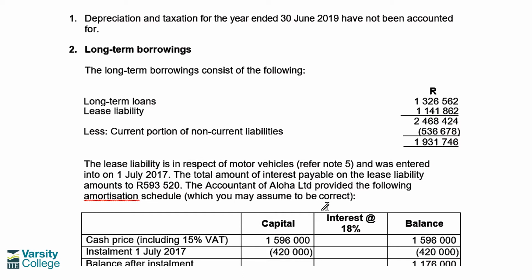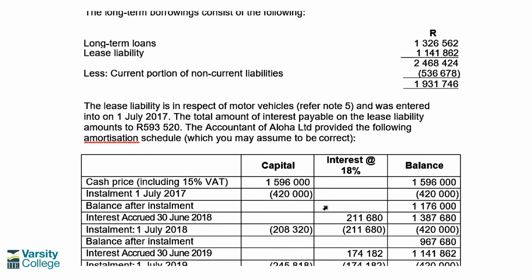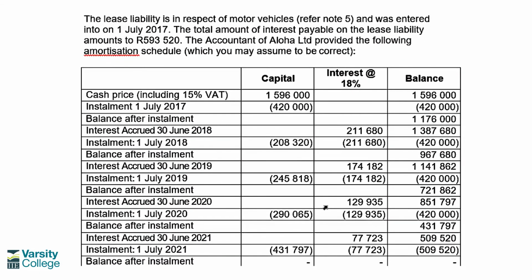Okay, the lease accounting requirements are different to the tax requirements, and then there is all the disclosure. So let's have a look at the lease side of it. The lease liabilities in respect of motor vehicles, refer note 5, we're going to look at that just now, was entered into on 1 July 2017. Now again, process the date.